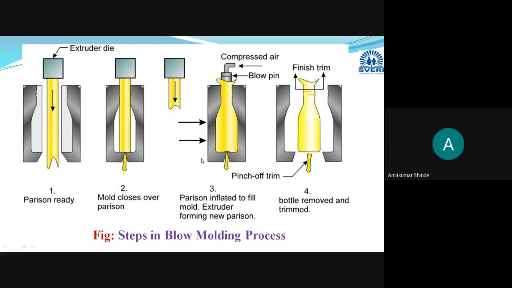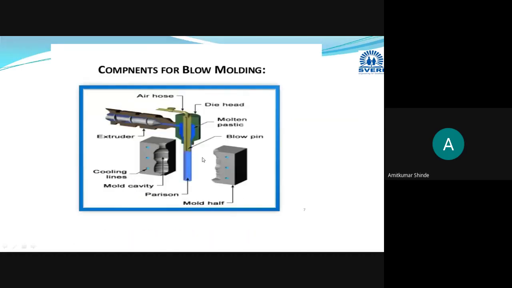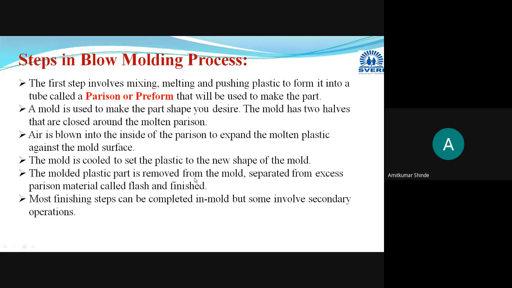I will first, okay, I will explain that again, but you have to understand that these are the steps. These are the steps involved in the blow molding process. The first step is preparation of parison or preform, then placing it, whichever shape you want.